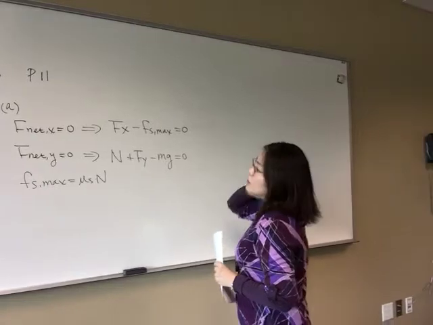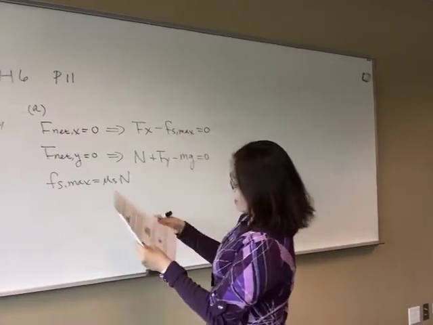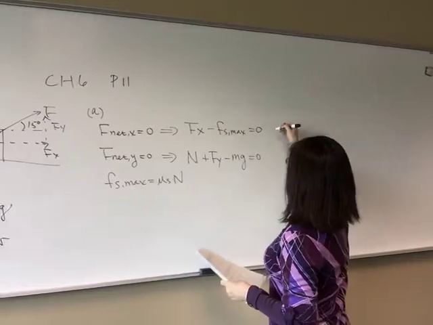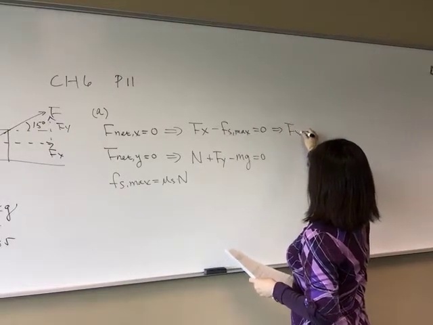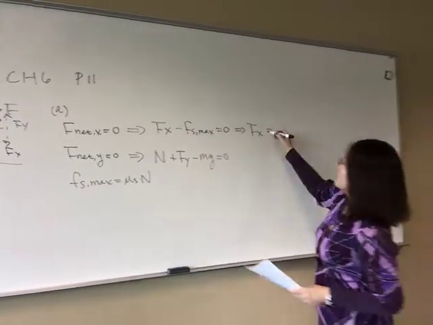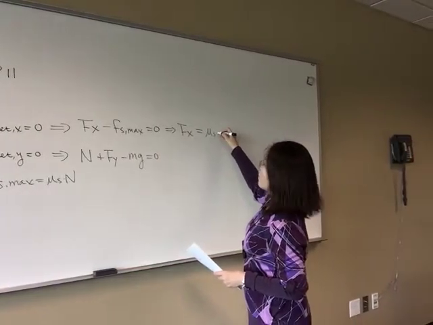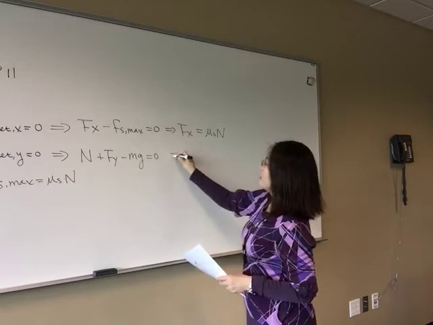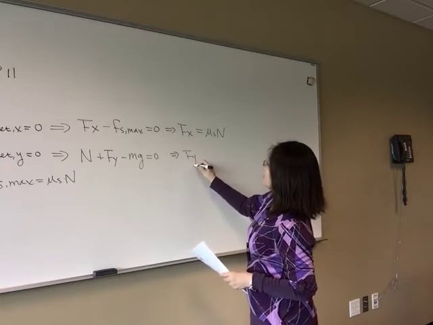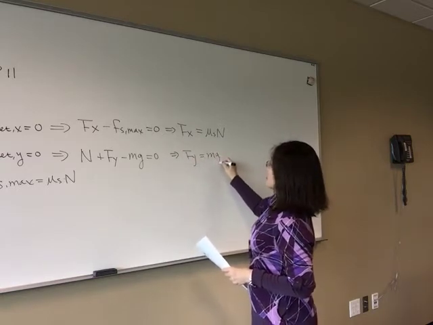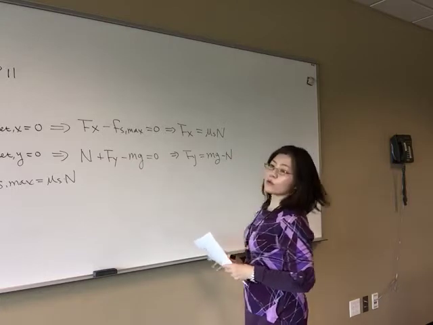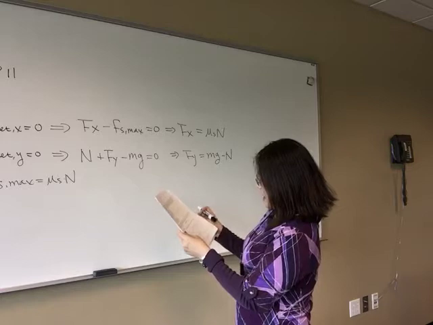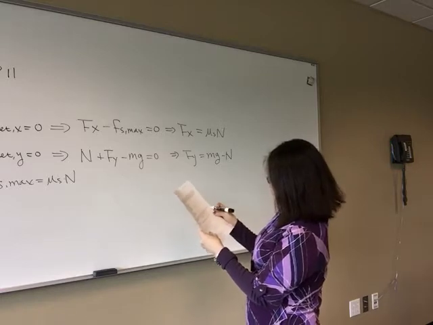Do we have enough information that we can do this? Let's see. Your Fx is equal to mu s times the normal force. And with your Fy, that's equal to mg minus the normal force.